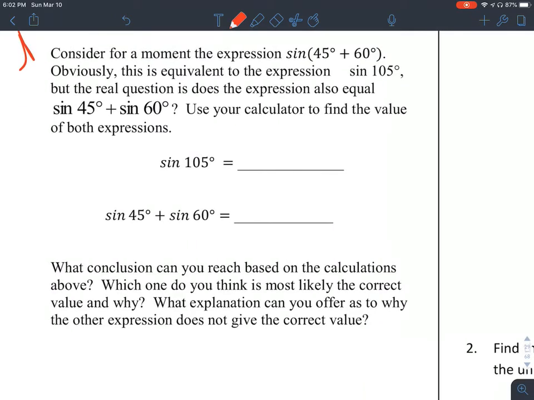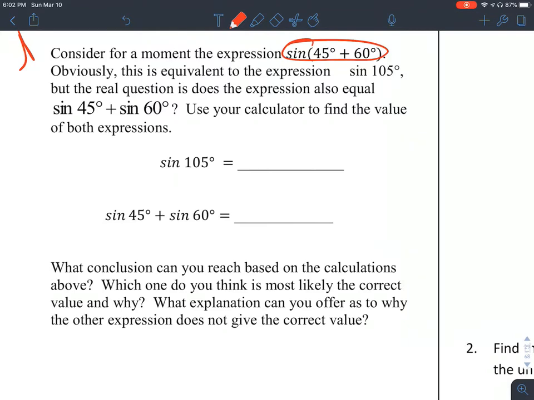Consider for a moment the expression sine of 45 degrees plus 60 degrees. Obviously, this is equivalent to the expression sine of 105, because 45 plus 60 is 105. But the real question is, does this expression equal sine of 45 plus sine of 60? So let's figure this out.